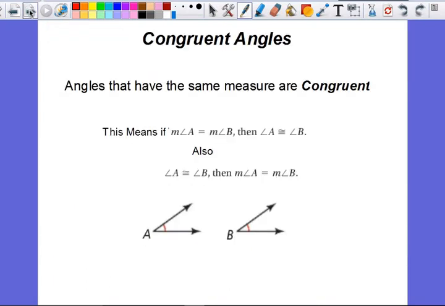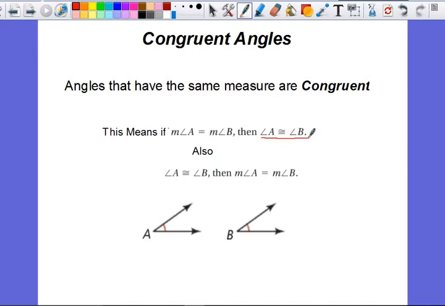Next, we're going to talk about some congruent angles. Congruent angles are angles that have the same measure. All right? This means that the measure of angle A is equal to the measure of angle B. Then we can also write it as angle A is congruent to angle B. So we got rid of the measure of to be able to do that. So if you write the measure of something, you should not have congruent. If you just write angle A is congruent to angle B, then you should have the congruent there, okay?